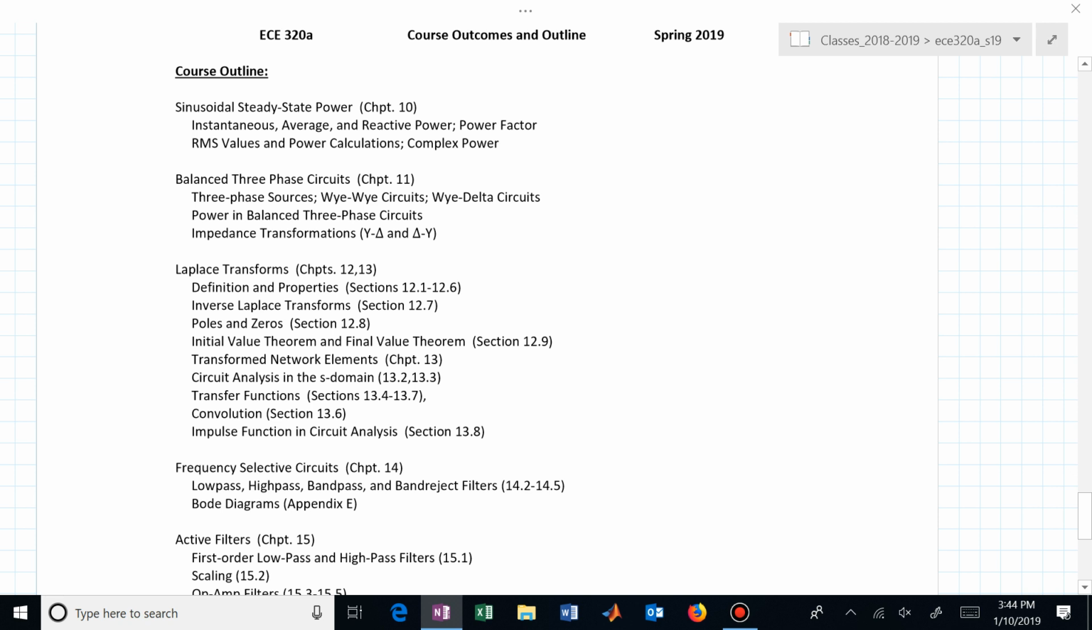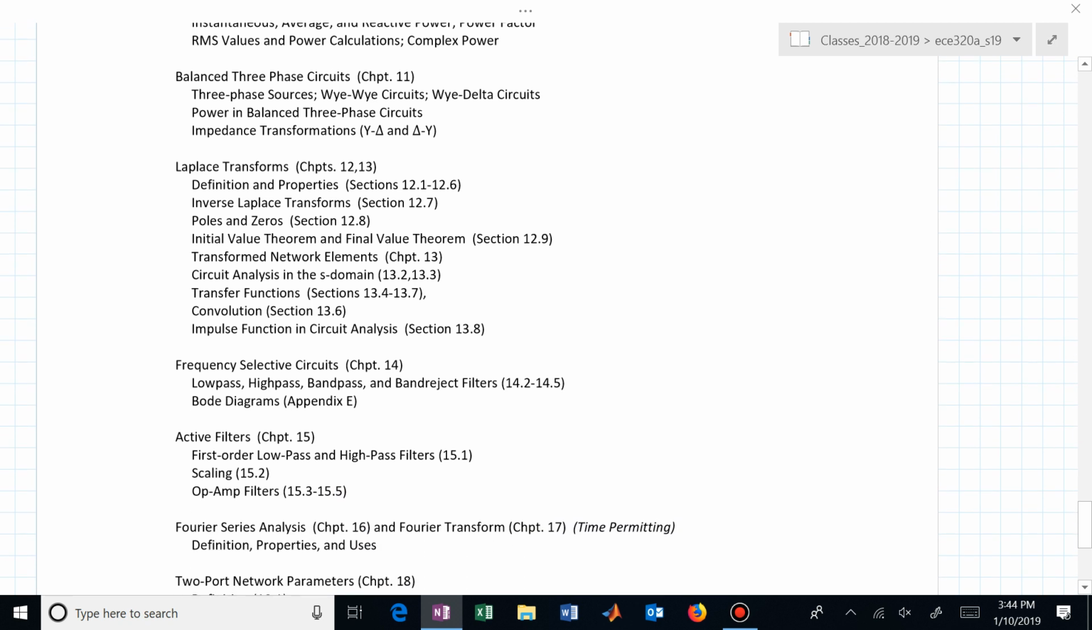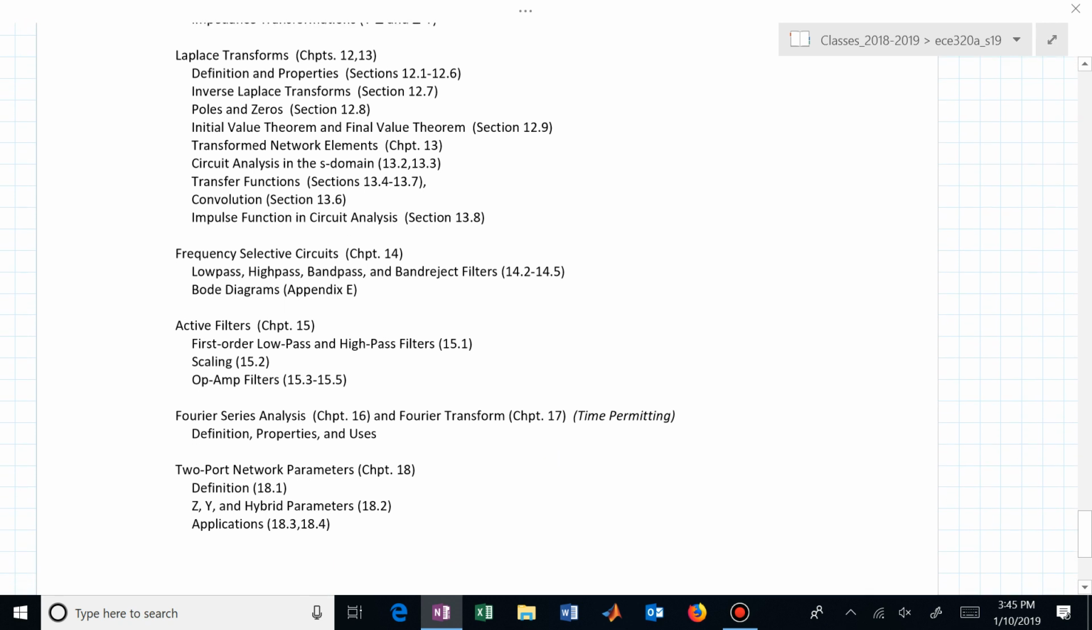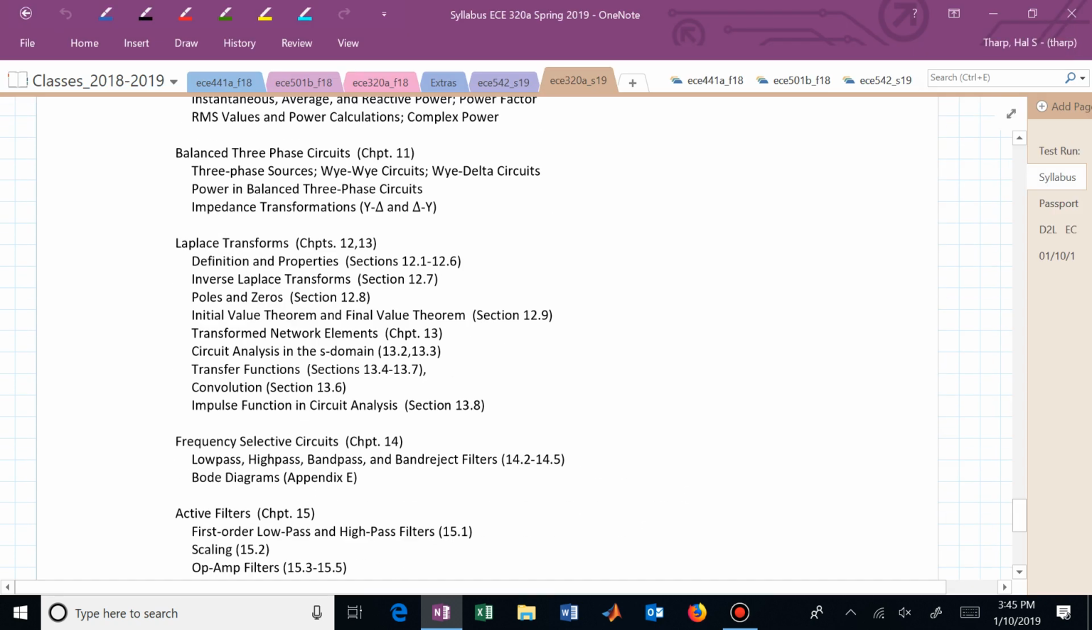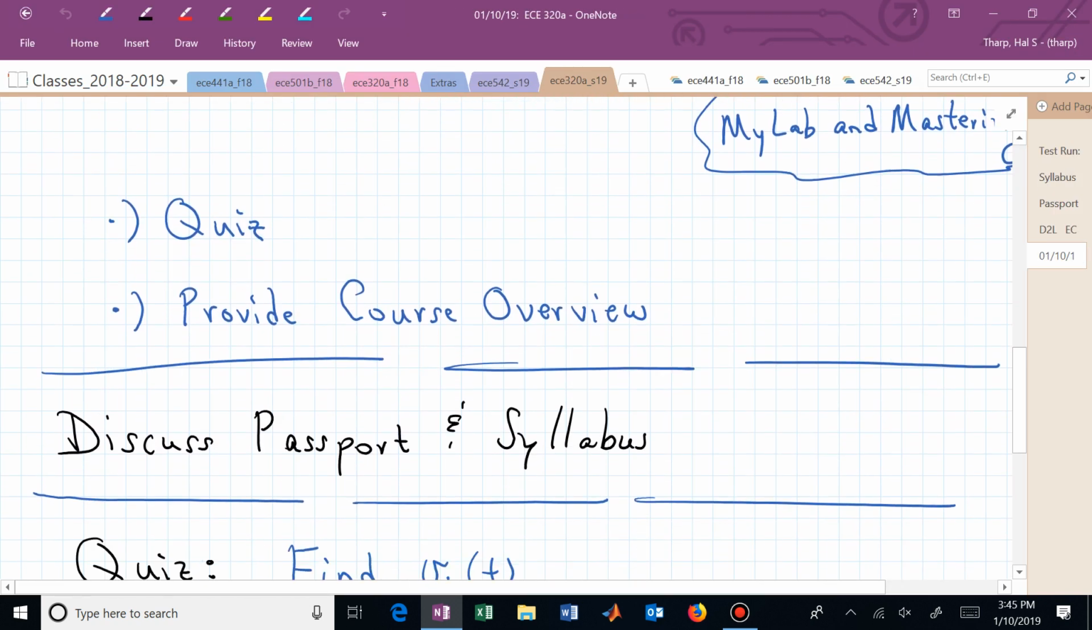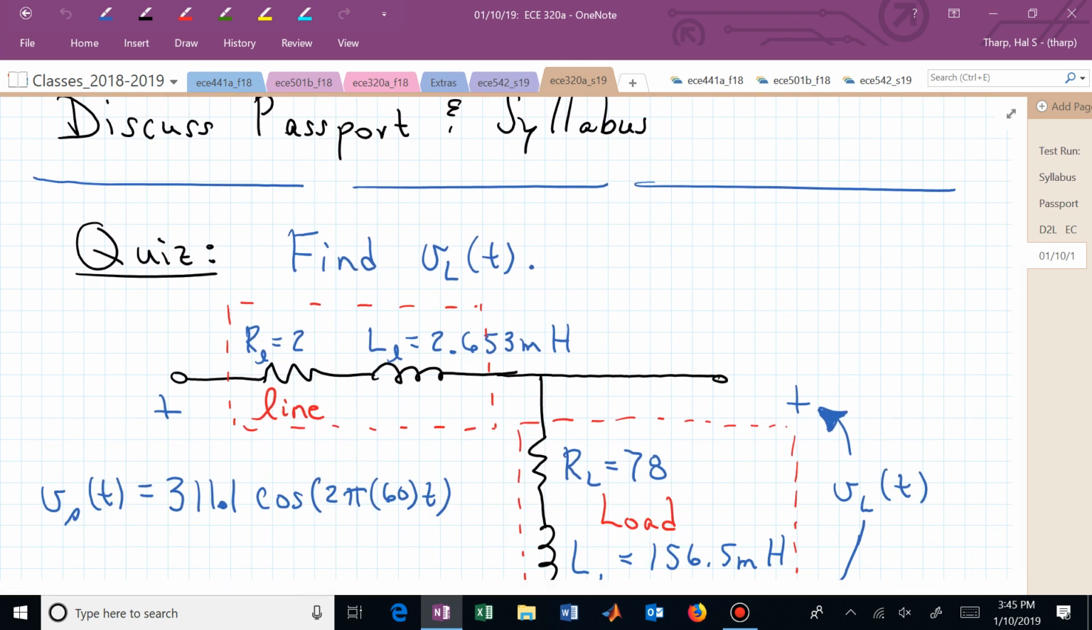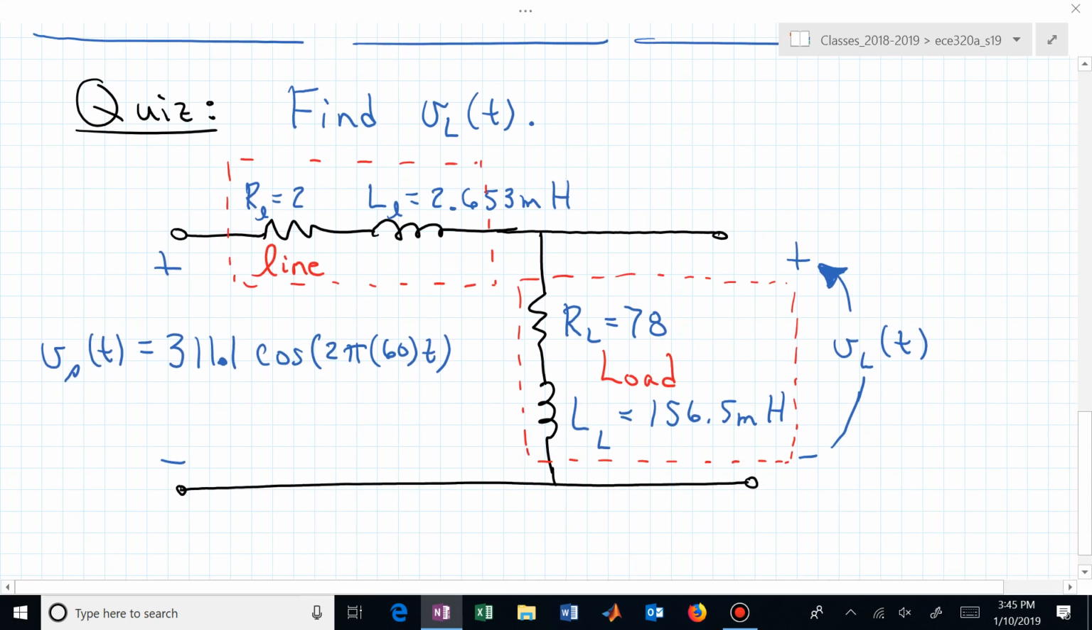Other questions on the syllabus? So we're going to get through chapter 18, hopefully, in the textbook, based on this outline. That means that we're ready for our quiz.